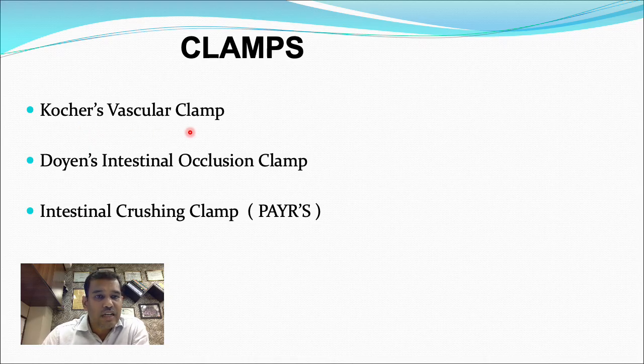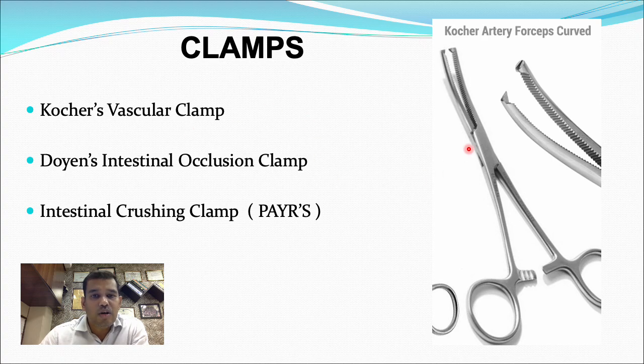So how does a Cocker's clamp look? This is a typical Cocker's clamp. This is the blade, the joint, the shaft, the finger bow, and this is the ratchet. What is the difference between an artery forceps and a Cocker's artery clamp? The difference lies in the blade. You can see one blade has a tooth with a corresponding groove in the other blade. So when you lock it, it stays there.